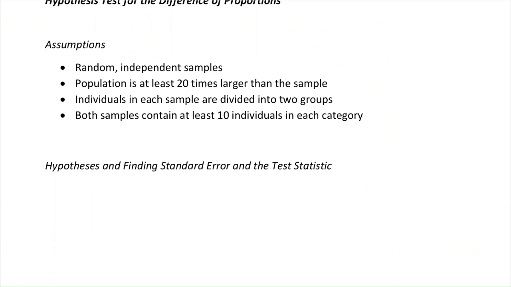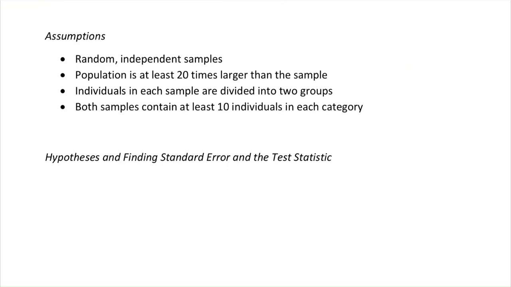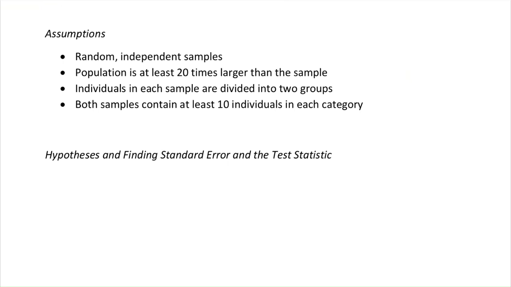Remember here now with proportions, we're looking at the ratio of the sample size to the population. We want to make sure that our sample is less than a 20th of the population, or that the population is 20 times larger than the sample. That we've got two distinct groups, and that both samples contain at least 10 individuals in each of the categories. Okay, so there's a little bit more to think about here because we've got two different samples, but the checks are the same as what we did in the previous lesson for the one sample hypotheses, just having to look at it a little bit more because now we've got the two samples.